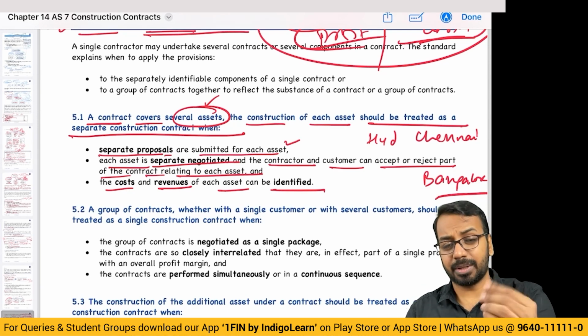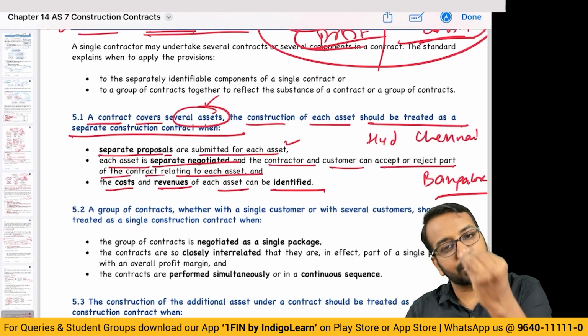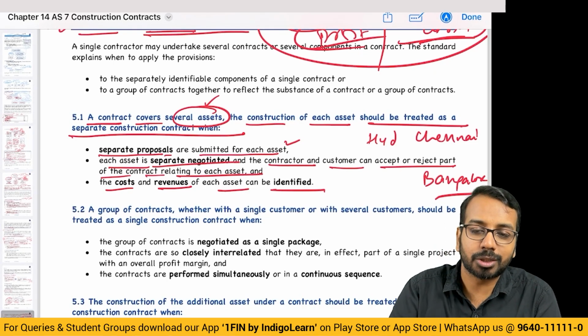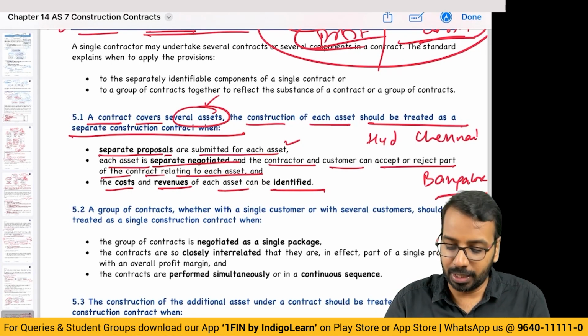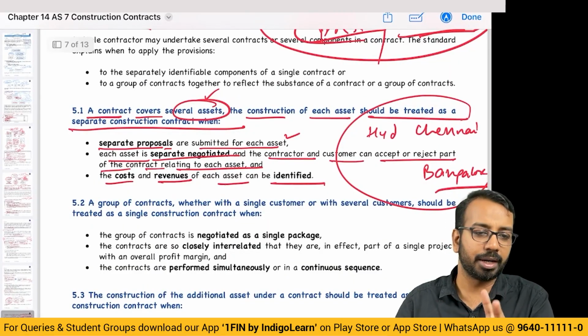I negotiated Hyderabad separately with you. I negotiated the Chennai project separately with you. Bangalore project also I have negotiated separately. But to save cost on legal registration fees, stamp duty, and all of that, I enter into a single contract. I don't enter into 3 different contracts.